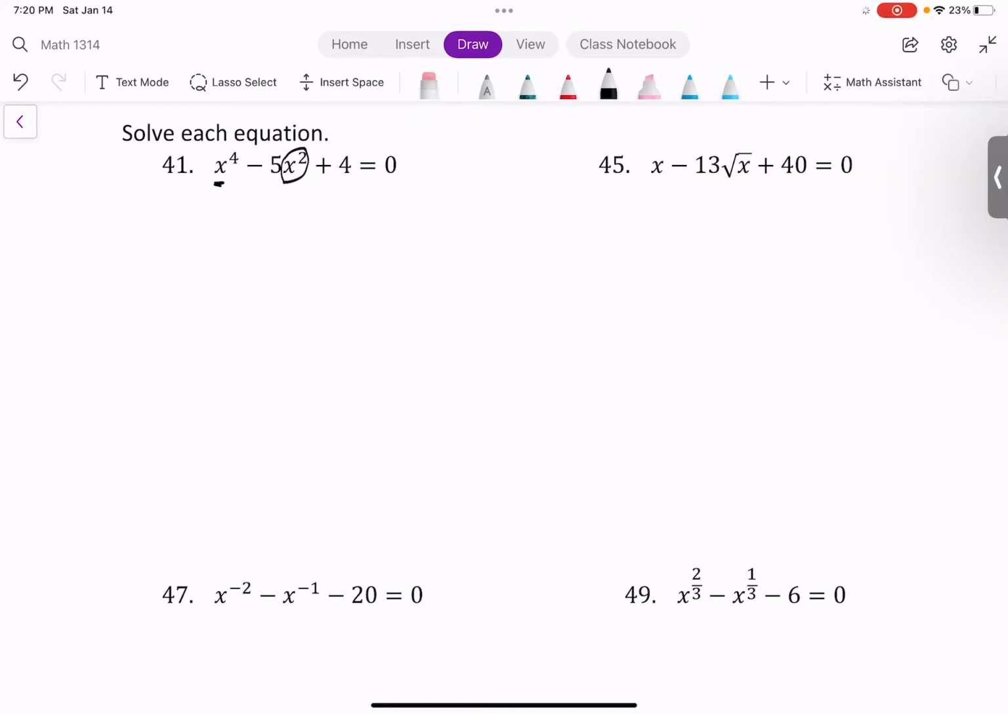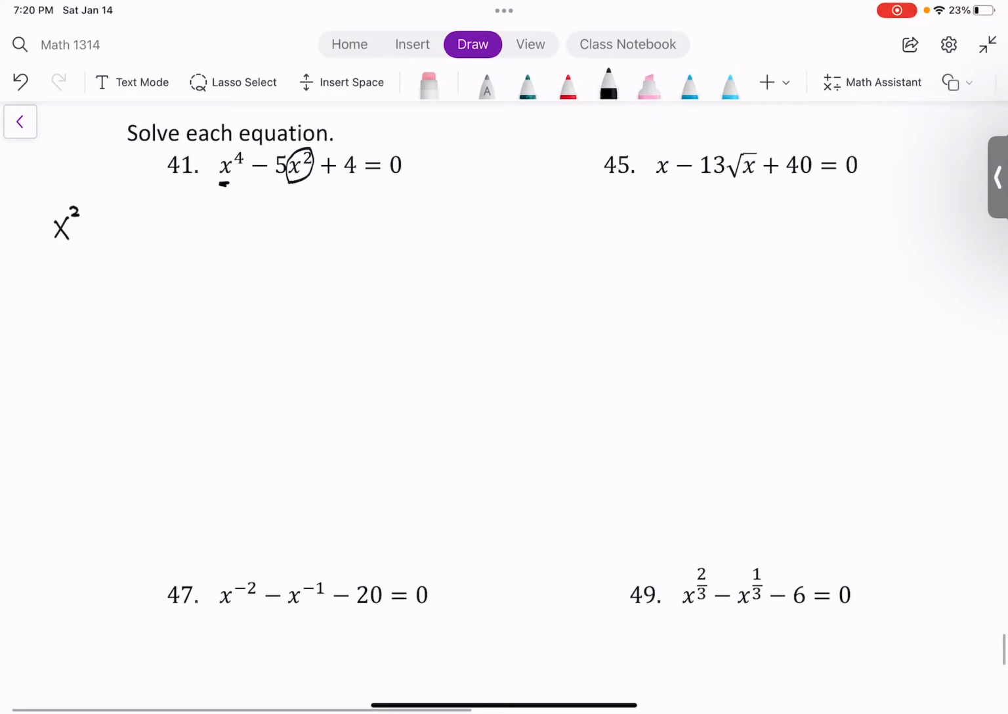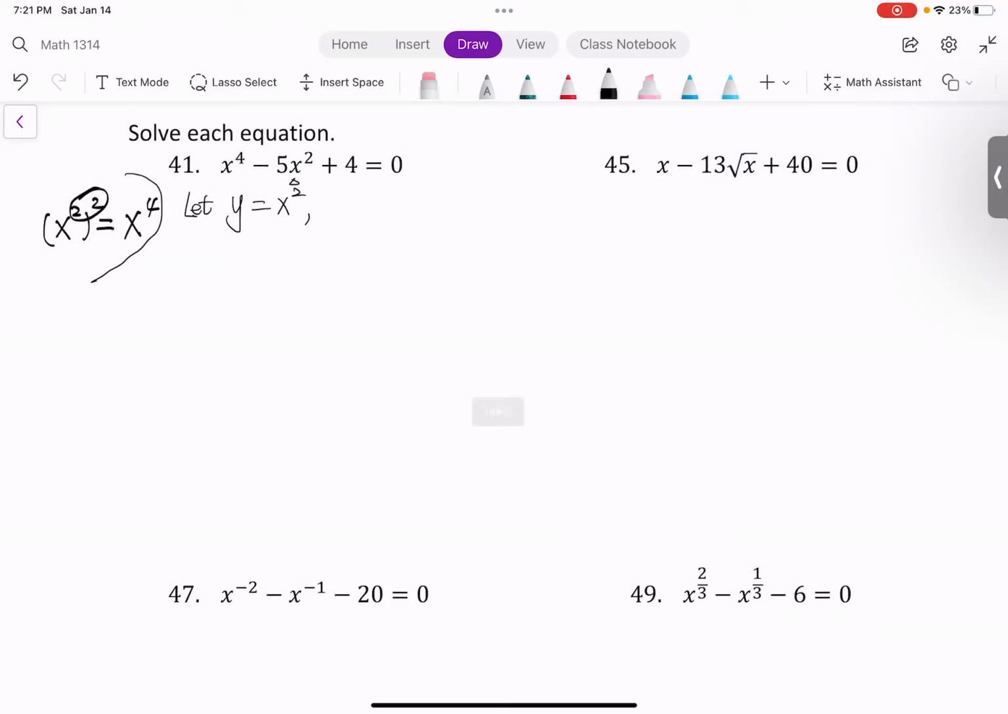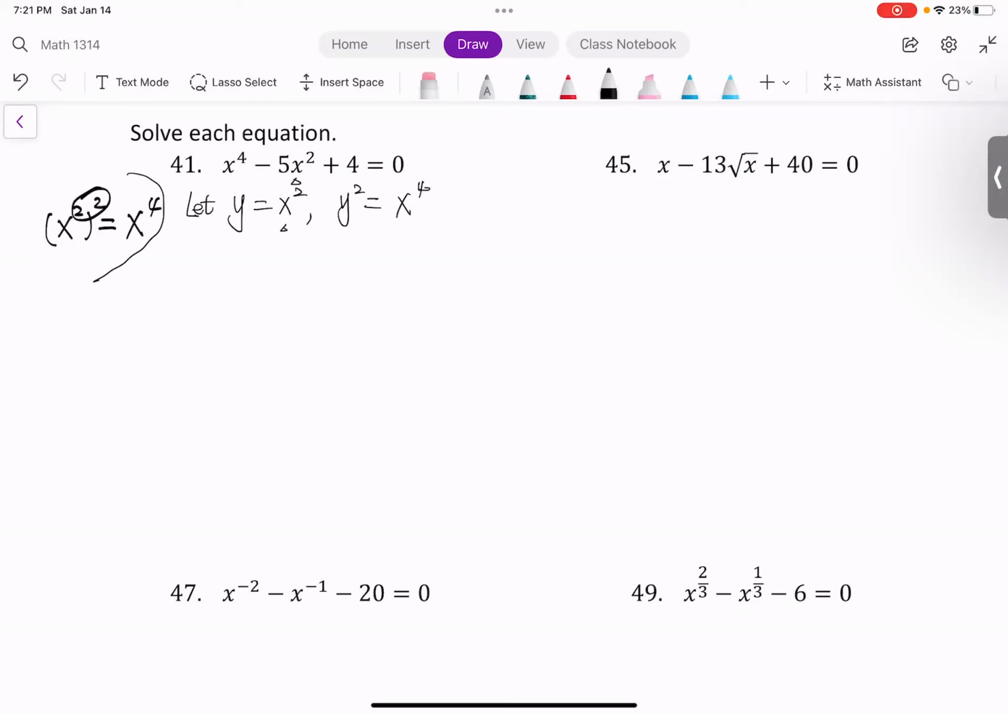So let's try if the second term variable x squared, you square it equals x to the fourth. Yes, they are the same. We can use the substitution method. So in the substitution method, we pick another variable y equals the second term variable x squared. So let y equals x squared. Y squared equals, so you square this part, you get x to the fourth. That's the first term variable.